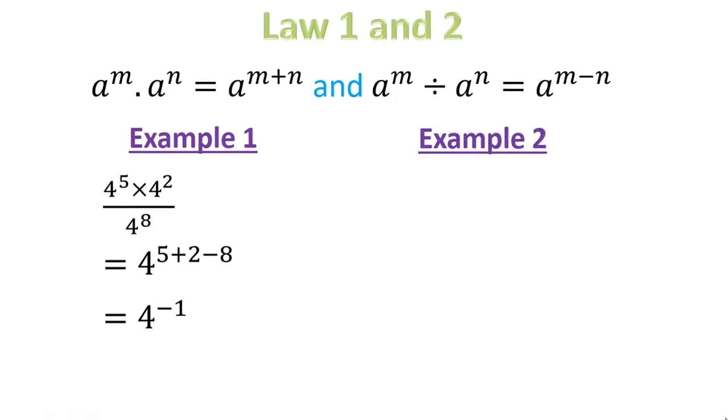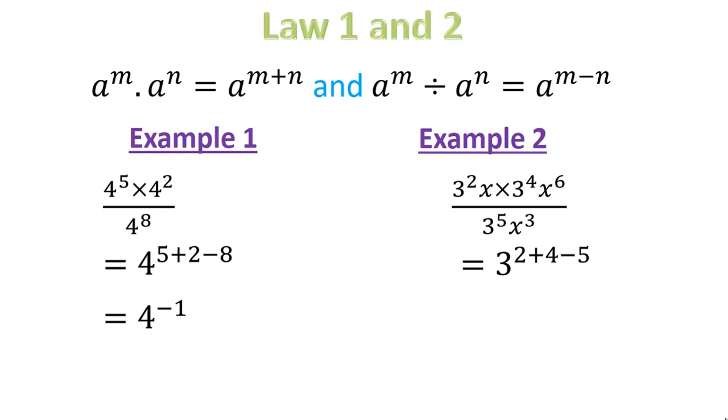Let's look at our second example. 3 squared x times 3 to the power of 4, x to the power of 6, all divided by 3 to the power of 5, x to the power of 3. Let's see. This gives us 3 to the power of 2. In the top we're multiplying, so we're adding exponents, and our 3 has a 4 exponent. Then we're dividing by 3 to the power of 5, and if we divide, it's subtract, and it's to the power of 5.